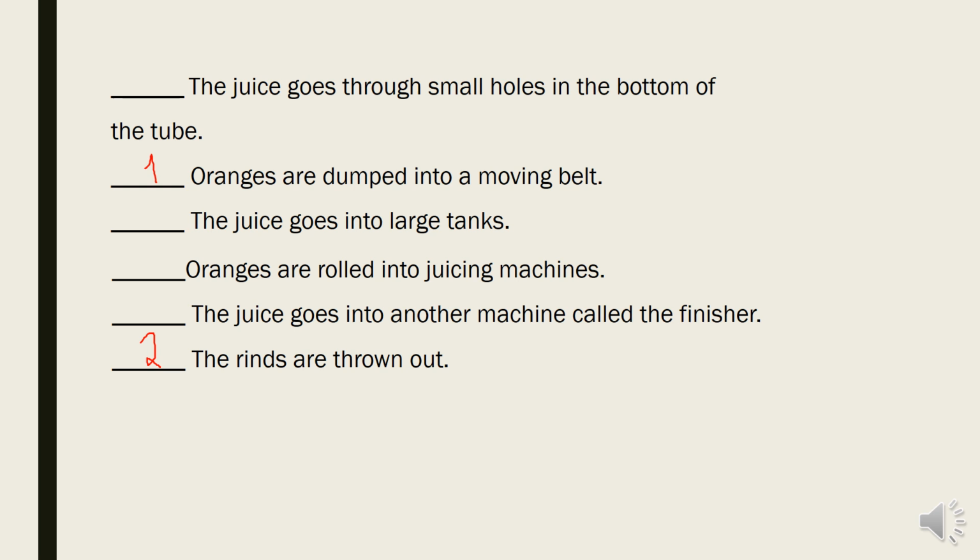Number three, what happens? The juice goes through small holes? No. The juice goes into large tanks? No. Oranges are rolled into juicing machine, or the juice goes into another machine called the finisher. The juice goes into another machine called the finisher. So this is event number three. After that, oranges are rolled into juicing machines. After that, the juice goes through small holes in the bottom of the tube. So this is event number five. And at the end, the juice goes into large tanks. So this is event number six.